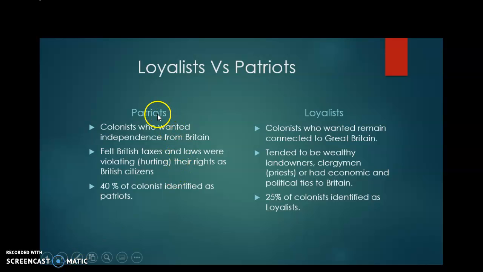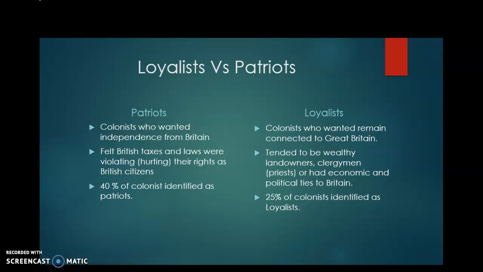The ones that wanted to break free were called the Patriots. Those were colonists who wanted independence from Britain. They felt that British taxes and laws were violating their rights as British citizens, because even though they're in the American colonies, they're still British citizens. About 40% of the colonists identified as Patriots.